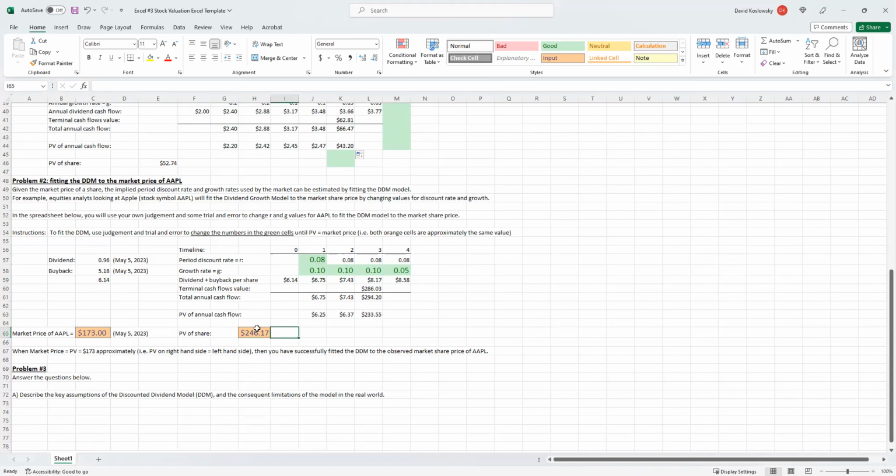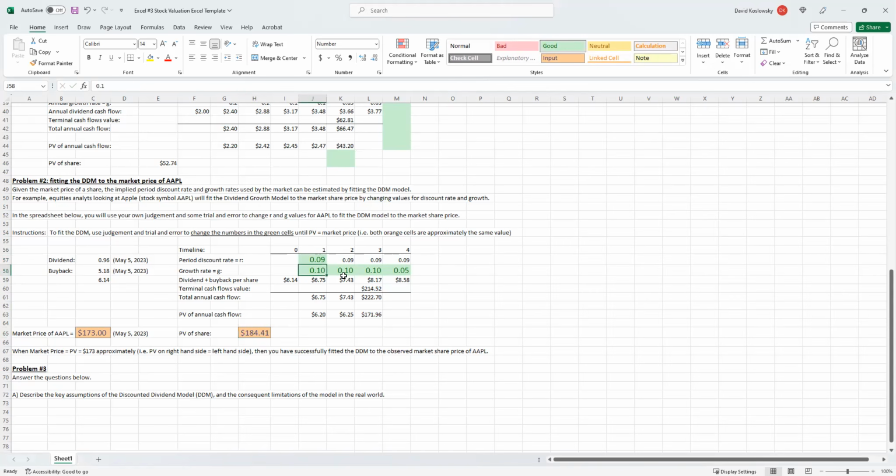And that gives us some insight as to how Mr. Market is viewing what's going on at Apple. So this is too high. So I can do one of two things to change this number. I can change the discount rate, make it higher. So let's make it 0.09. And that changed all of them because I've got them linked equals. But I'm still too high.